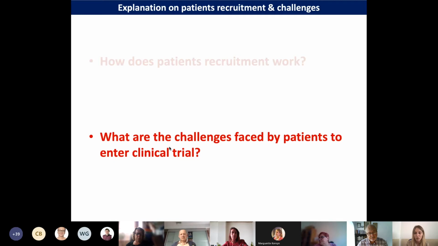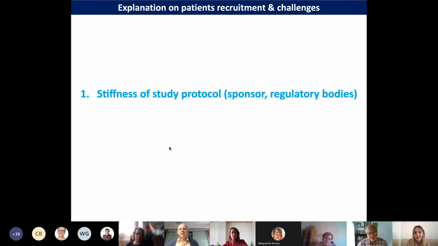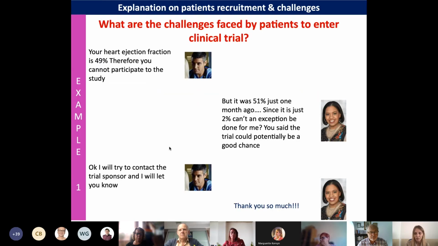So to give you a first look, the difficulty is certainly the stiffness of the study protocol, which might be related to the sponsor or to the regulatory body that gave an advice on the protocol. So giving again an example, a not clinically meaningful difference, for example, in the heart ejection fraction that might not hamper the safety for the participation, might be a constraint. What does the investigator, the physician, sorry, do?